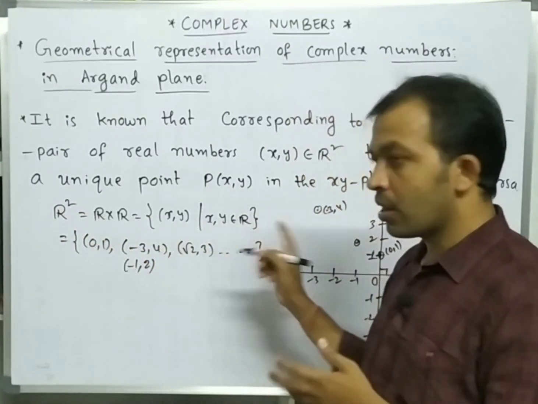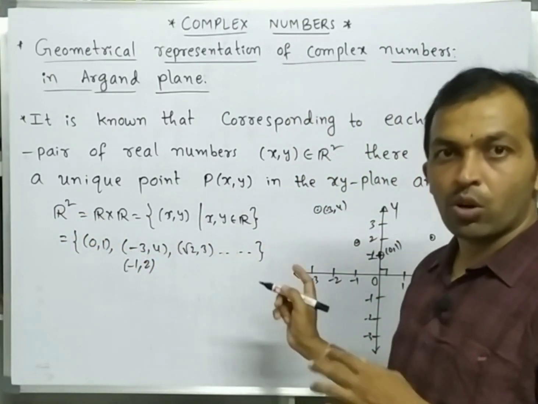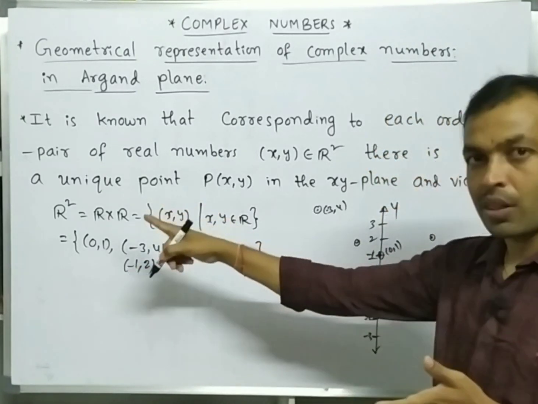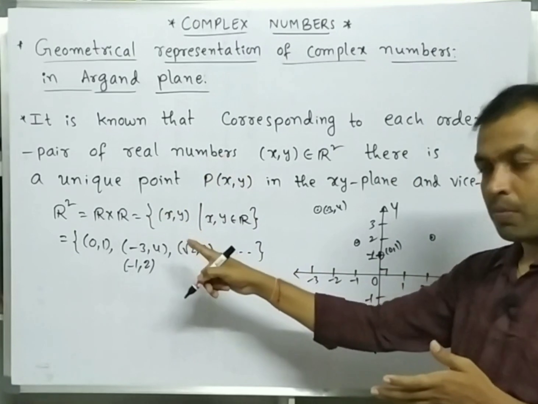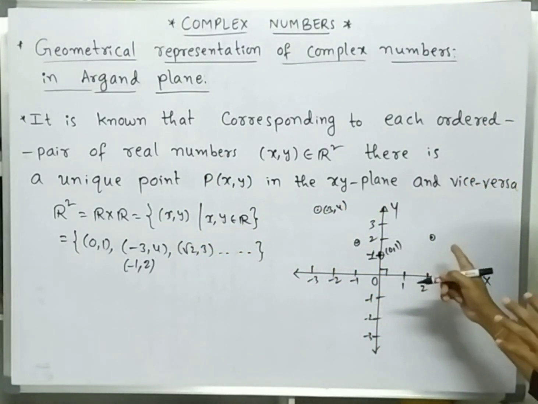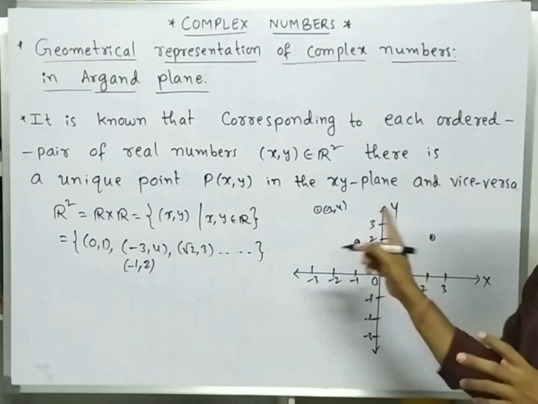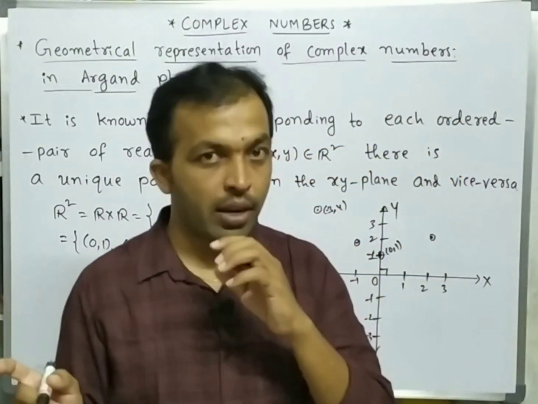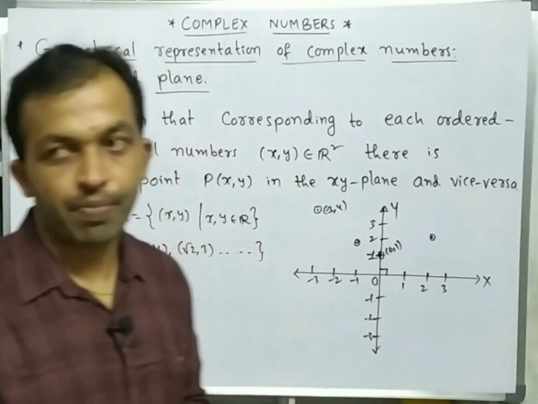Okay, so this is a one-to-one correspondence. One-to-one correspondence means that here (-1, 2) from the R square set of ordered pairs is mapped to a point in the xy plane. This is called a one-to-one correspondence. So this we have observed in the rectangular coordinate system.